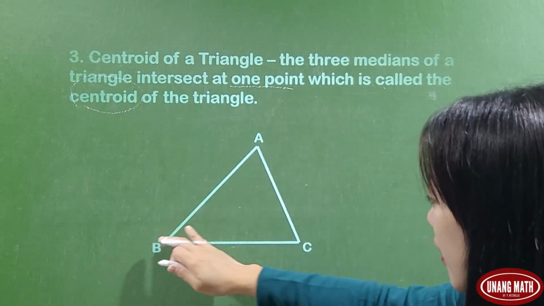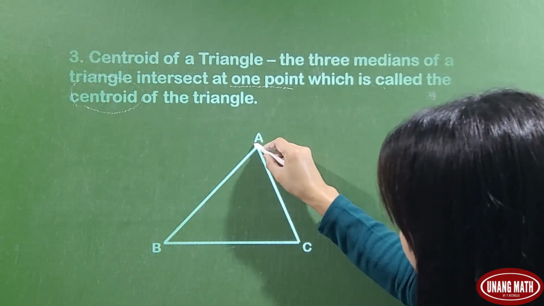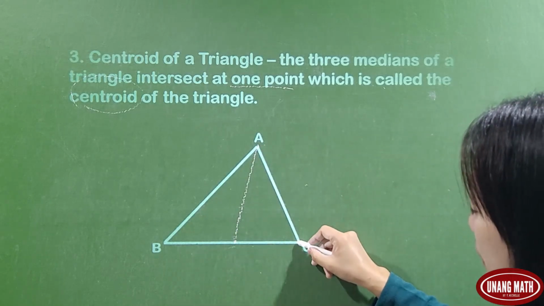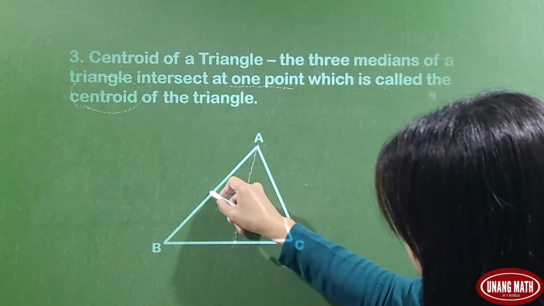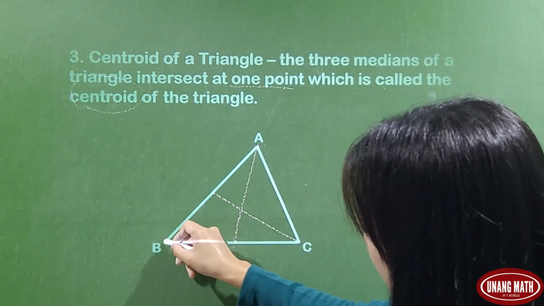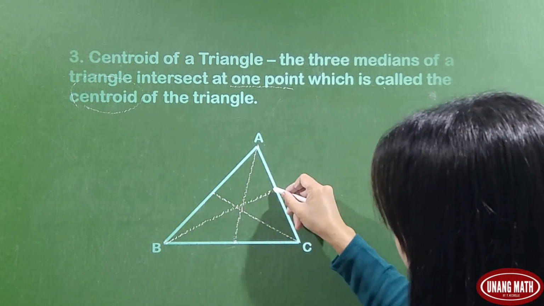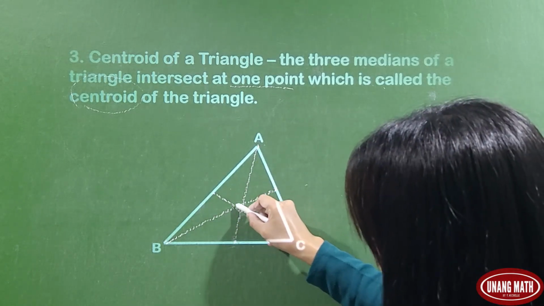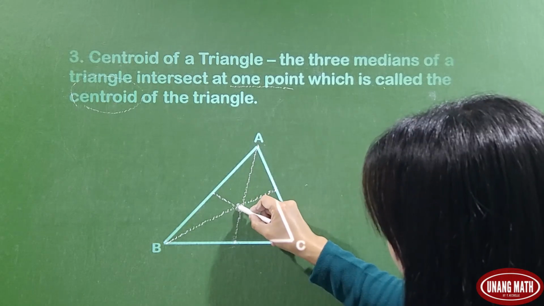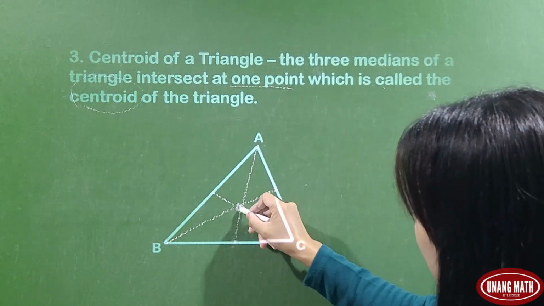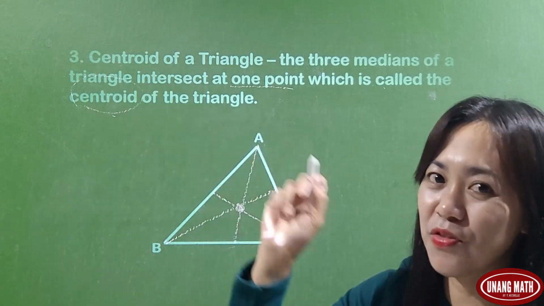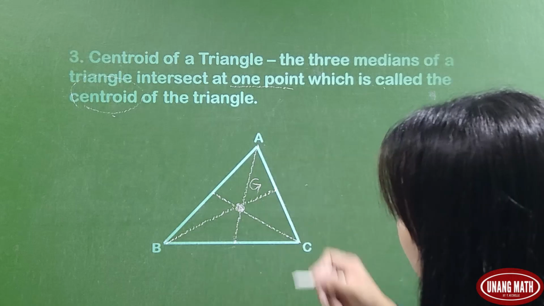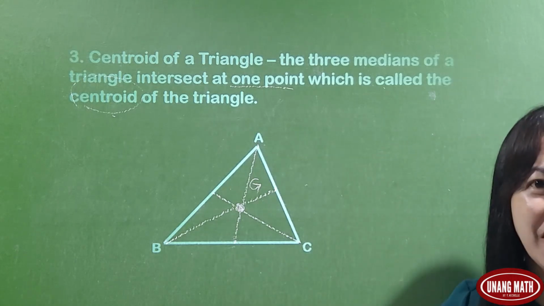Okay, considering this triangle ABC, from this vertex to this midpoint, this is a median. From this vertex to this midpoint, another median. This vertex to this midpoint, we have this third median. Okay, these three medians meet or intersect at this point. So this point of intersection is what we call the centroid of the triangle. And this is represented by capital letter G.